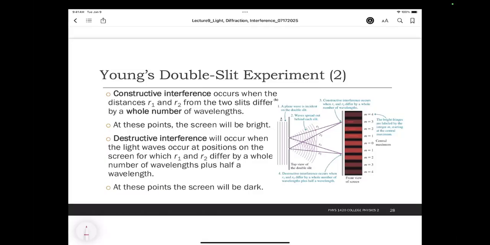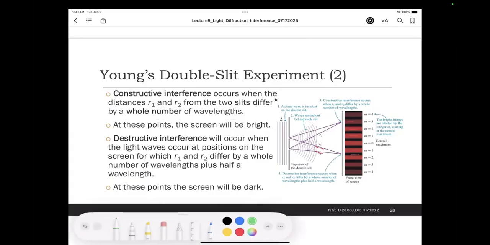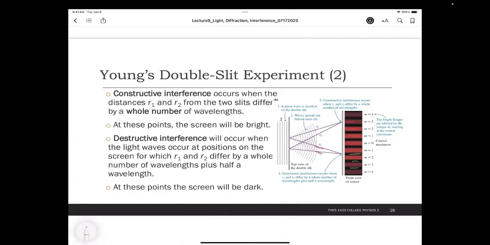And if the distances r1 and r2 differ by a whole number of wavelengths plus half a wavelength, there will be destructive interference. At this point, the screen will be dark. You can see here, here, here. Do you feel familiar? Yeah, it is similar to the water wave and the sound wave. We have talked about that before. There are two different waves from two sources.